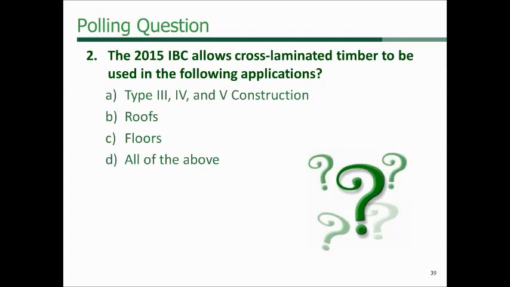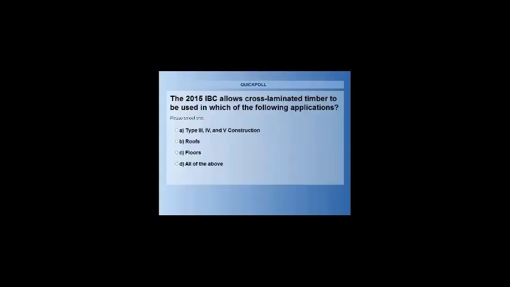So now, Marcy, I think we have a... We absolutely do. So the 2015 IBC allows cross-laminated timber to be used in which of the following applications? Is that Type 3, 4, and 5 construction, roofs, floors, or all of the above? And as a reminder, these quizzes, your certificate of completion is not dependent on you answering the question correctly.